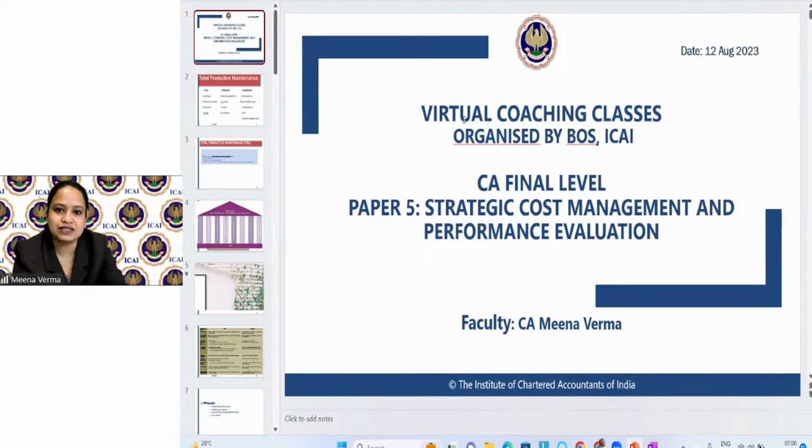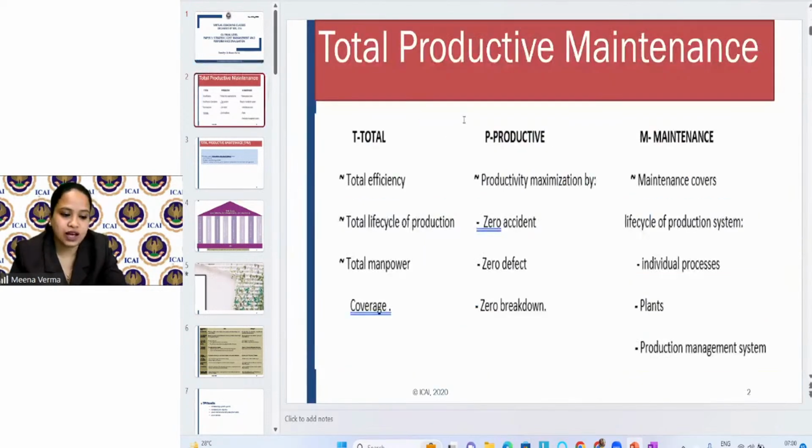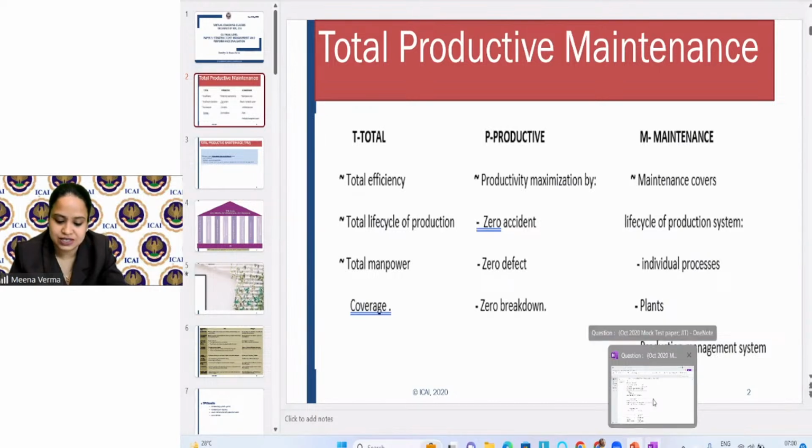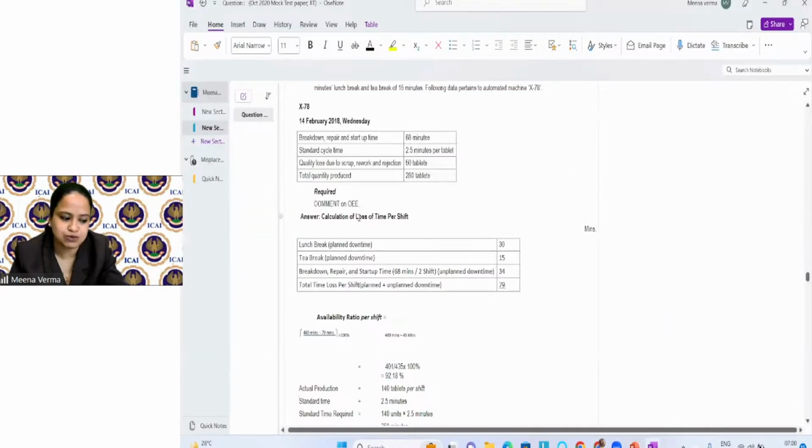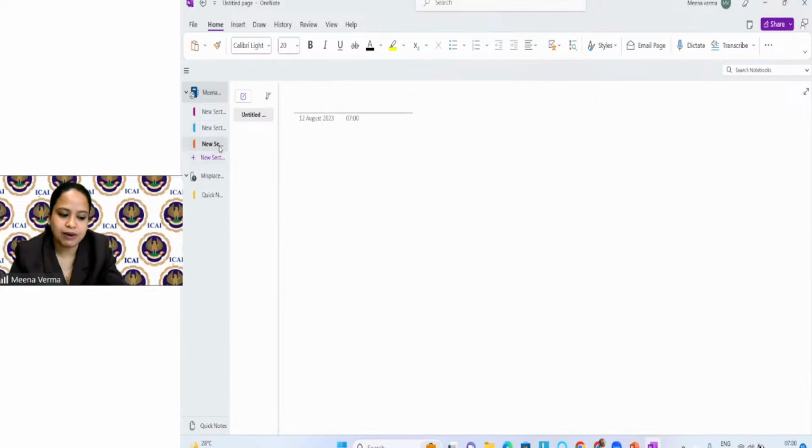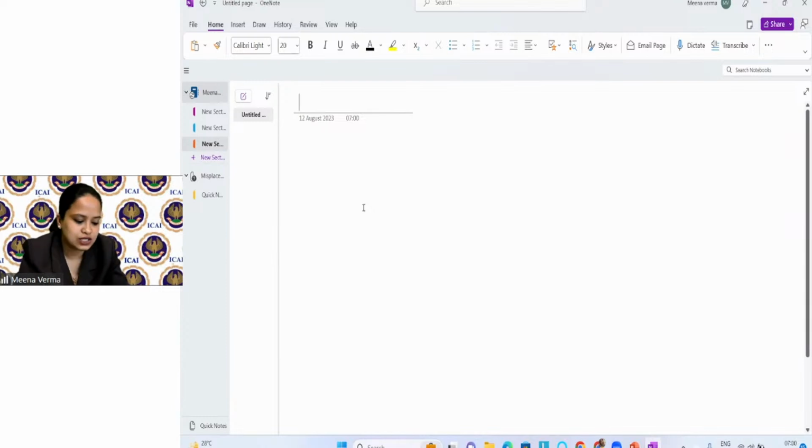We have already discussed the lean system in the last session, and today we will cover the topic of total productive maintenance from the lean system. If you remember, in the last session we covered the just-in-time system, lean management, and Kaizen costing. So let's quickly revise what we studied last session, and practice some MCQ questions from it.